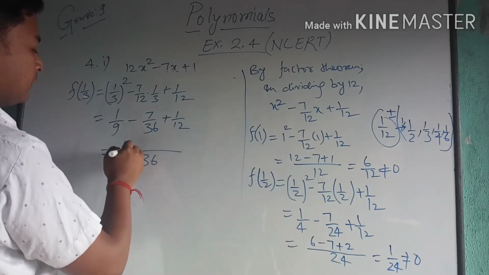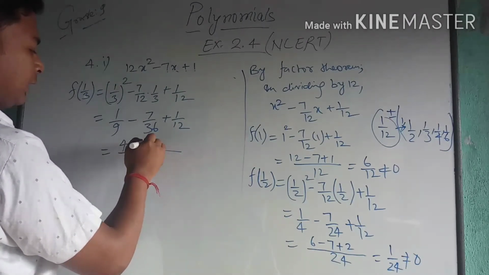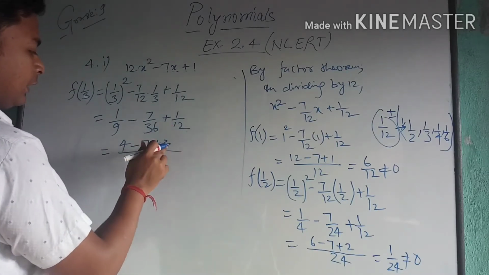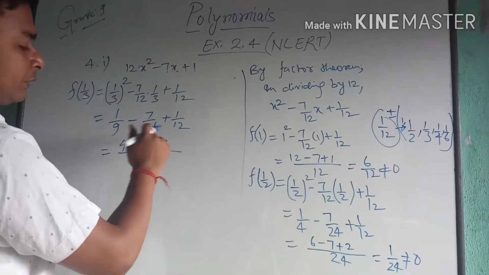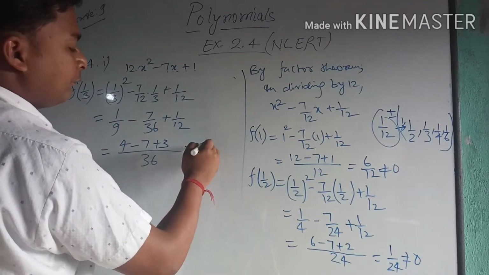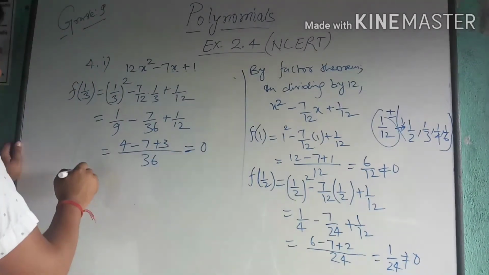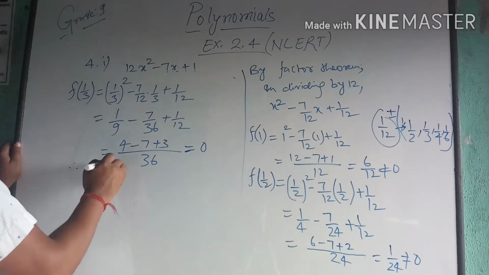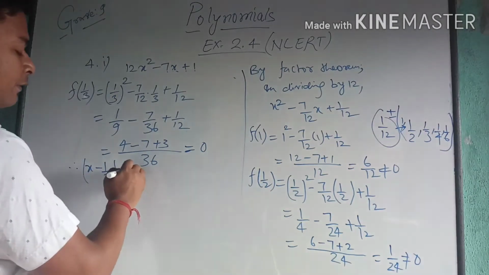LCM is 36, it is 4 minus 7 plus 3, and 4 plus 3 is 7, 7 minus 7, 0. So finally we got one value as 0. So x minus 1 by 3 is a factor.